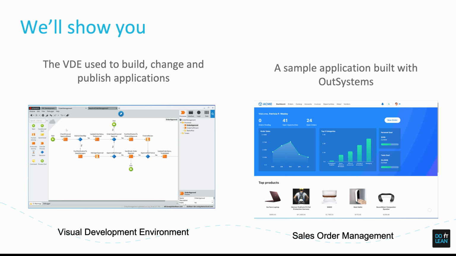We'll use the visual editor to publish an application model. We'll see it running live as a responsive web application accessible from any device. We'll make a quick change to the application model, publish it again, and see the change running live.